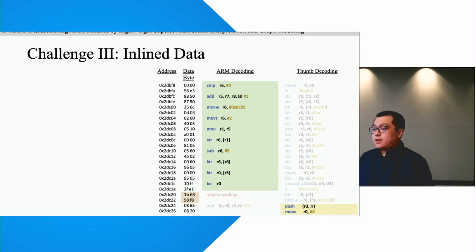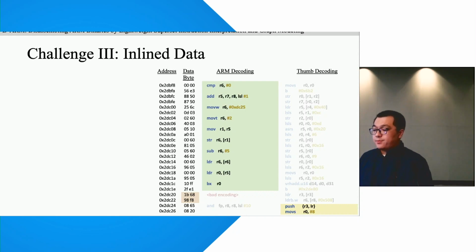Another challenge is that there is usually more inline data in ARM binaries. Inline data is a well-known challenge in disassembly. However, existing works have shown that inline data is rare in x86 binaries, and hence may not be that problematic in practice.